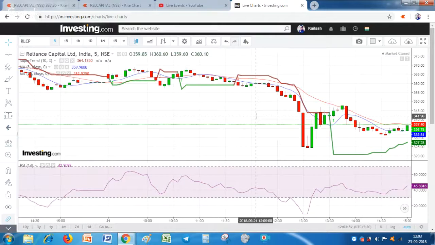Before entering any stock, we have to decide how much risk we are going to take. Don't risk more than 1 or 2%, friends, in intraday in any particular stock. Our risk should not go beyond 2%. Maximum, I'm telling, is 2%. But professional traders don't risk more than 1% of their total trading capital.